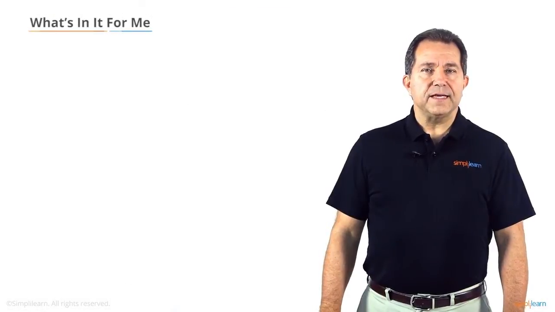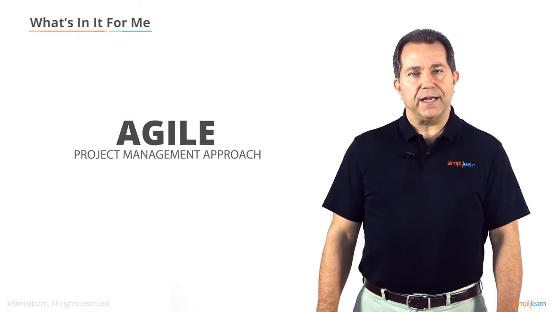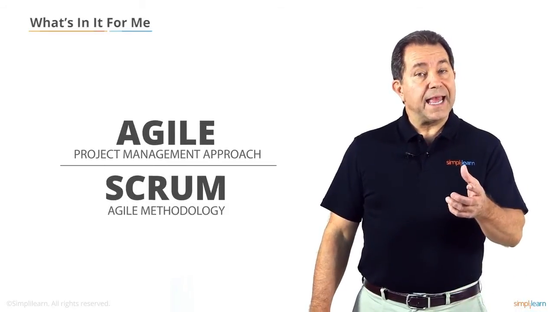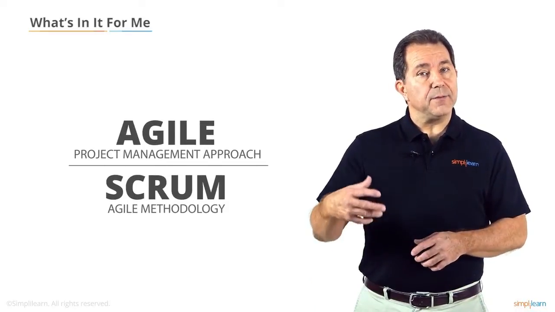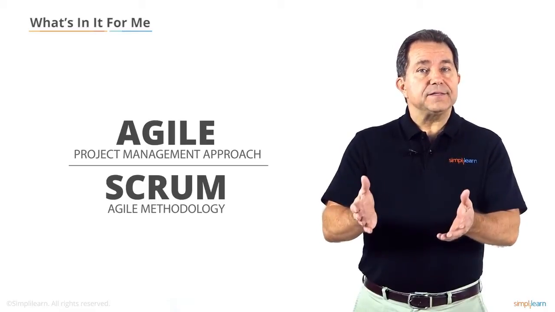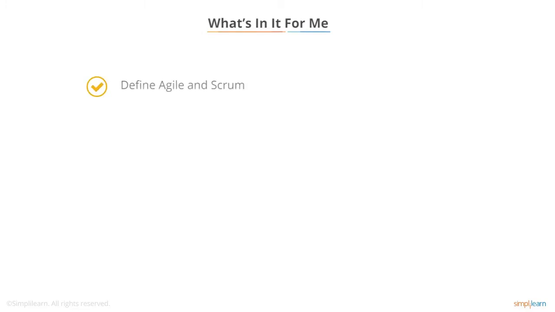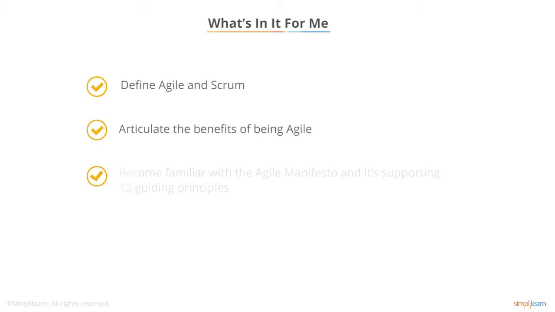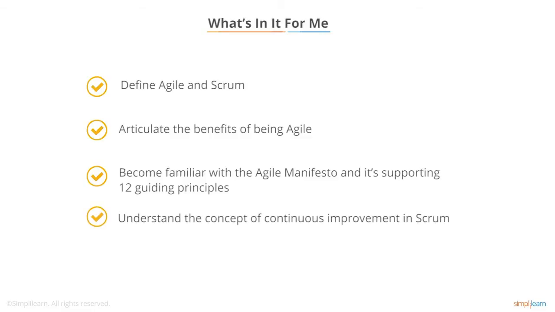The purpose of this lesson is to introduce you to Agile as a project management approach and Scrum as an Agile method. After completing this lesson, you'll be able to define what both Agile and Scrum is. You'll be able to articulate the benefits of being Agile. You'll be familiar with the Agile Manifesto and its supporting 12 guiding principles. Also, you'll understand the concept of continuous improvement within the context of Scrum adoption.